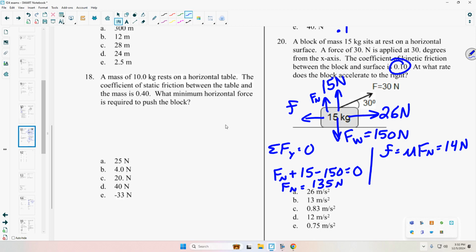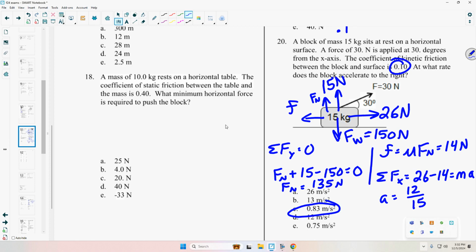Finally, I want to know the acceleration. I would say the sum of the forces in the x direction, that's 26 minus 14 equals m times a. So a is equal to 12 divided by the mass, which is 15. I get 0.8. Was it 0.83? It must have been 0.83.